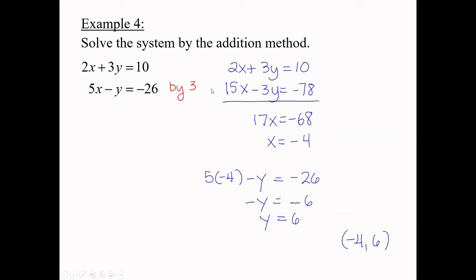So once again, what are the rules? If we don't have an opposite pair automatically, then we have to find what we can multiply to all of the terms of one or both equations to get an opposite pair. Okay, this time, this one looks a little bit ugly. We don't have an opposite pair anywhere.